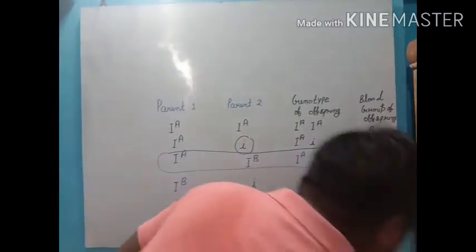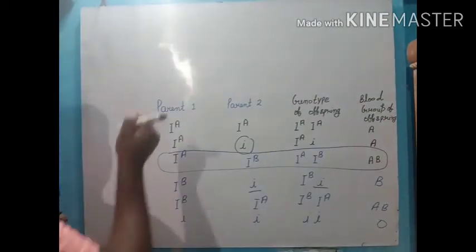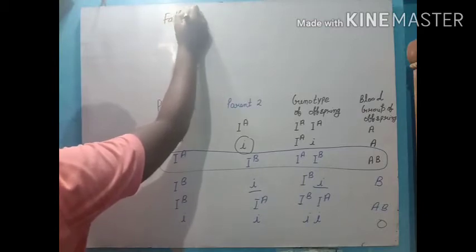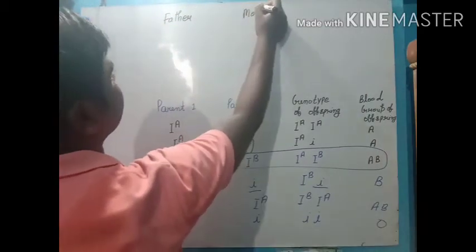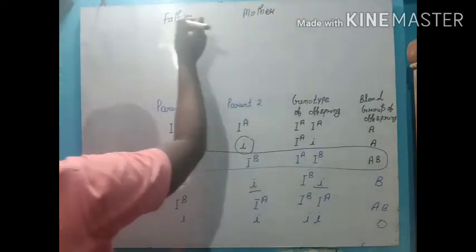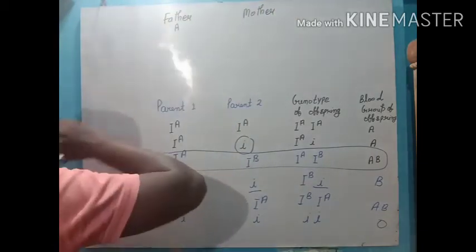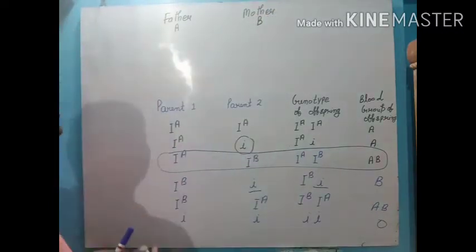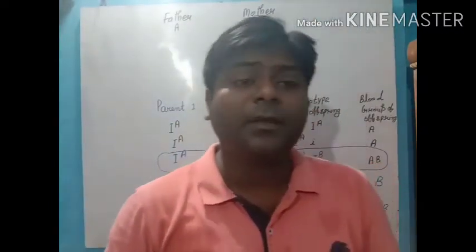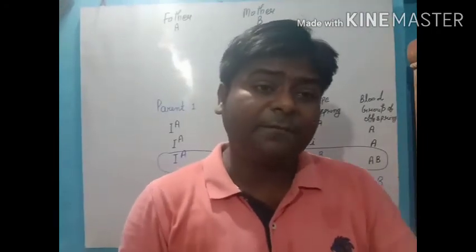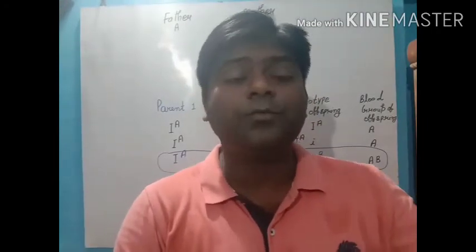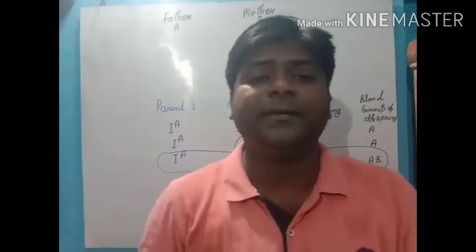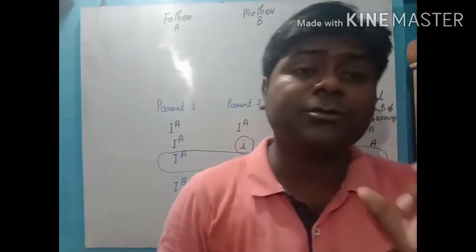You should keep in mind, when we have father and mother, father's blood group is A and mother's blood group is B. Now we will have to calculate and assume the probability of blood groups in offspring. Let's see how to solve this one.